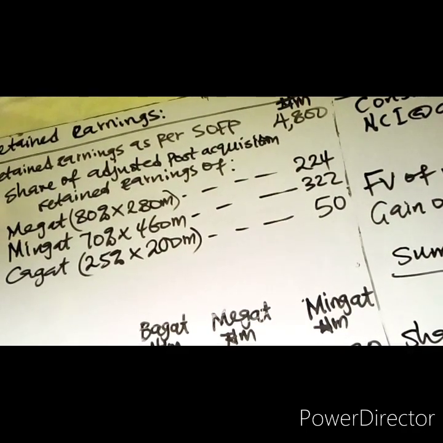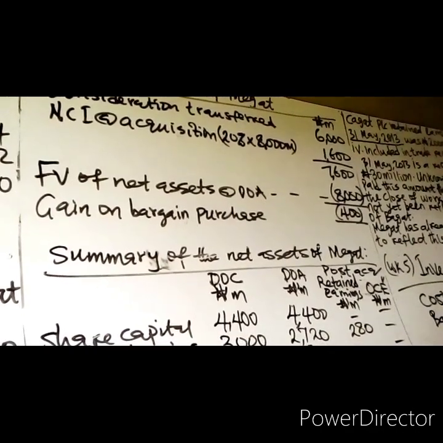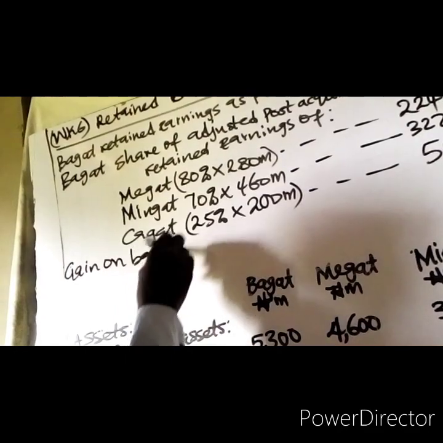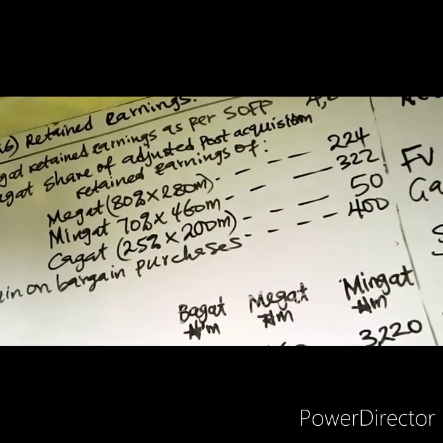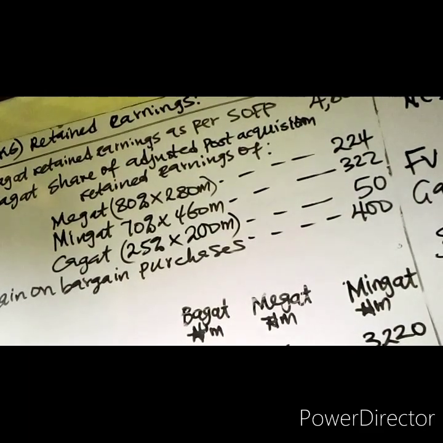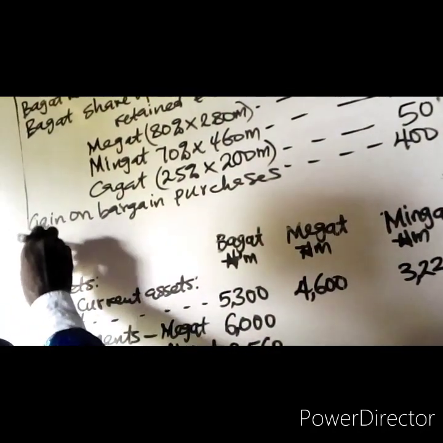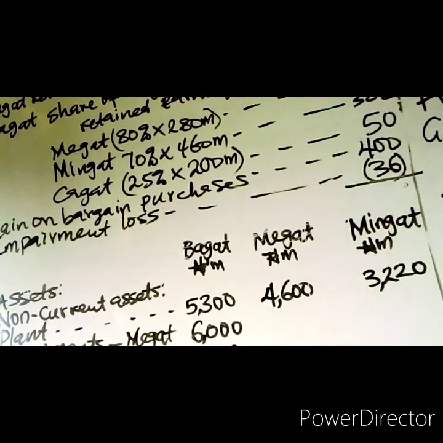Then, upon calculation of goodwill of Megat, we had a gain on bargain purchase of 400 million. Remember, the policy is proportionate share of the net assets. Since we have a gain on bargain purchase, that is the negative goodwill, it should be added to the retained earnings of the parent company. Then remember, goodwill on acquisition of Mingat was impaired, and we had an impairment loss of 36 million. Since the policy is proportionate share of net assets, you deduct it from the consolidated retained earnings.